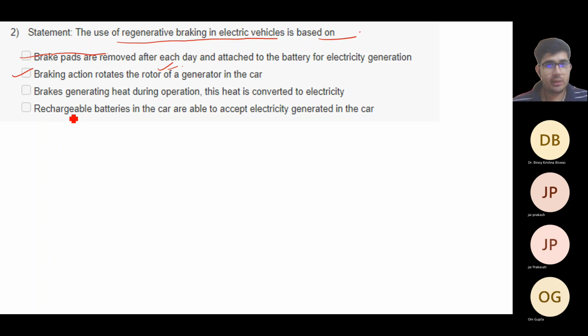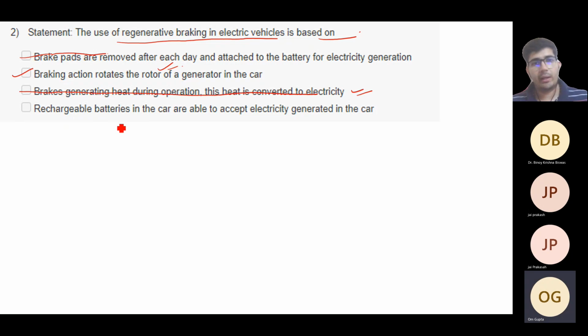Next option: braking generates heat during operation, and this heat is converted to electricity. We know that braking generates heat, but this heat cannot be converted to electricity directly. To overcome this issue, we came up with the option of regenerative braking. We don't want to dissipate the energy in the form of heat, so we want to eliminate this. That's why regenerative braking comes into the picture. Now, the rechargeable batteries in the car are able to accept electricity generated in the car. So yes.